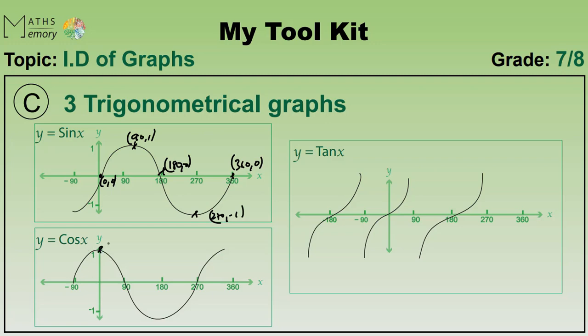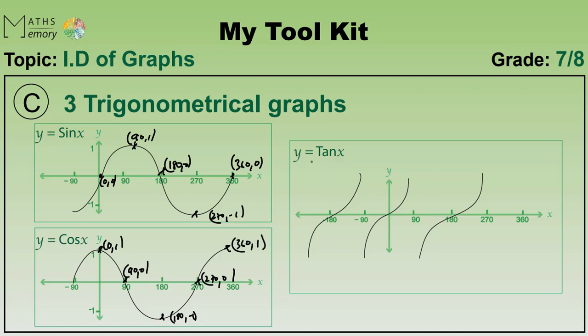Okay. Cos x, it's reflective on the y-axis. A little hint. It's actually sine x shifted to the left 90 degrees. This is 0, 1. This is 90, 0. This one is 180, minus 1. And this one is 270, 0. And actually, you can say that's 360, 1 as well. Okay, so make a note of those key points.